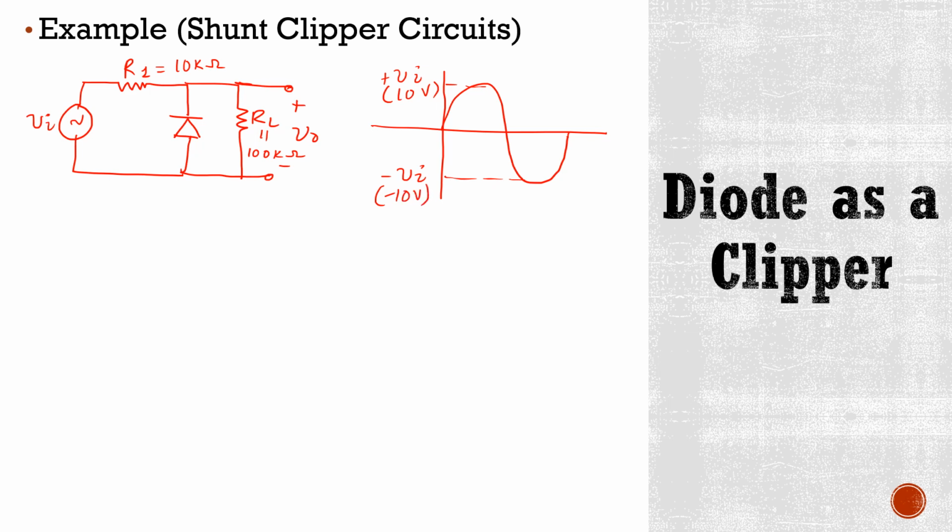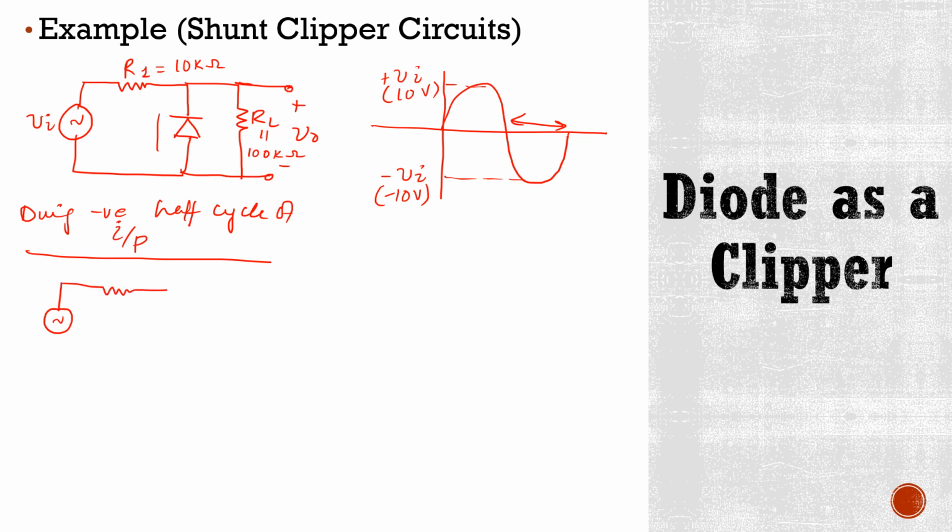Again, you will look at the direction of diode, and we know that when diode is connected in this direction, then it will conduct during negative half cycle of this input signal. So we start our analysis from negative half cycle of this input signal. So in this case, this circuit will look like this.